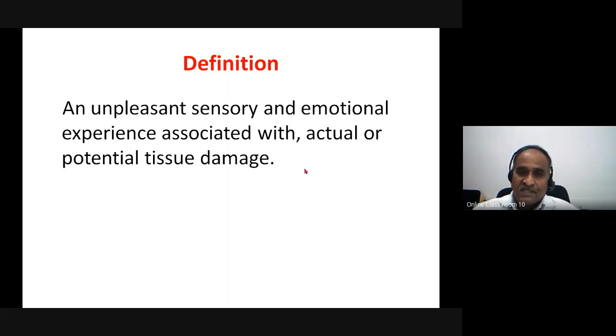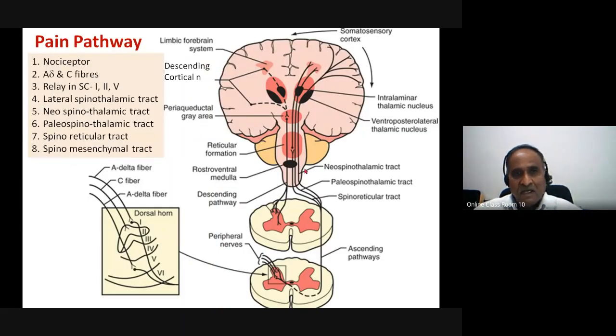It is an unpleasant sensory and emotional experience associated with actual or potential tissue damage or injury. Unpleasant sensory and emotional experience associated with actual or potential tissue damage. Briefly about the pain pathway. Here I have jotted down the points for you.